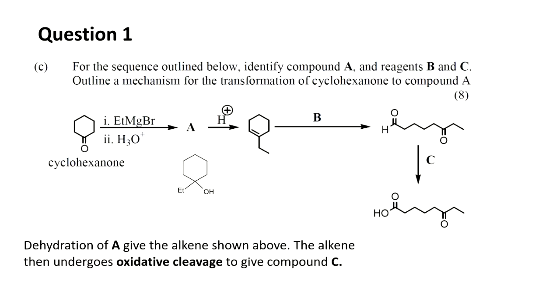So we have a structure for A, and we are told that A will undergo a dehydration in the presence of an acid to give the alkene shown above. And this alkene, as you mentioned, would undergo oxidative cleavage to give compound C. How will we convert C to the acid shown below? Or how will we use C, sorry, to form the acid shown below?